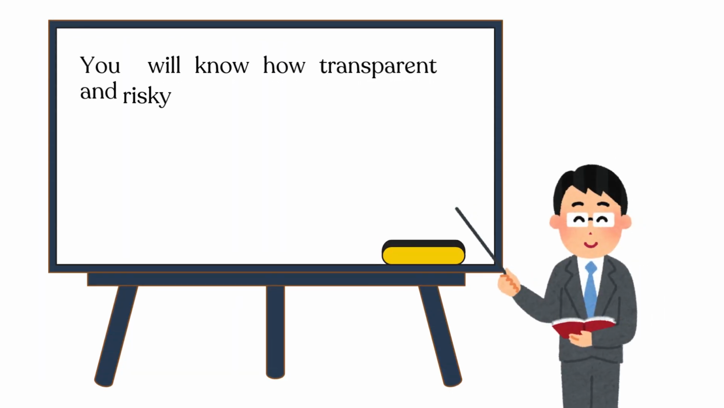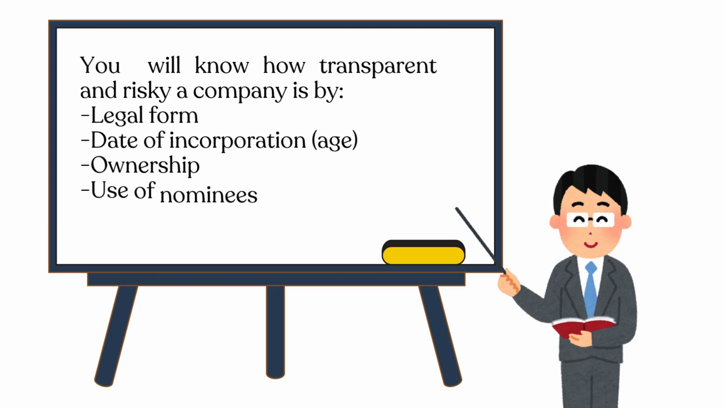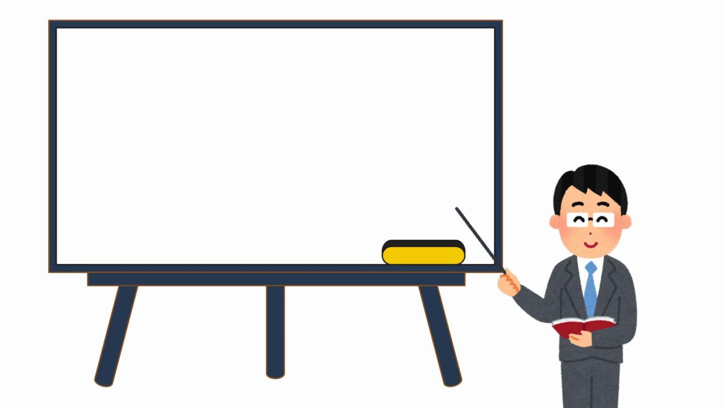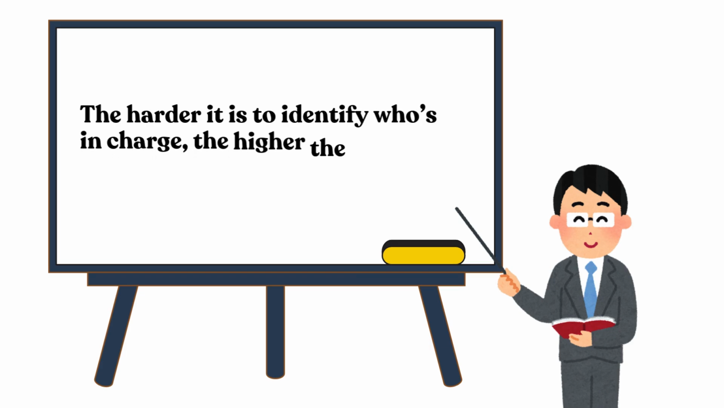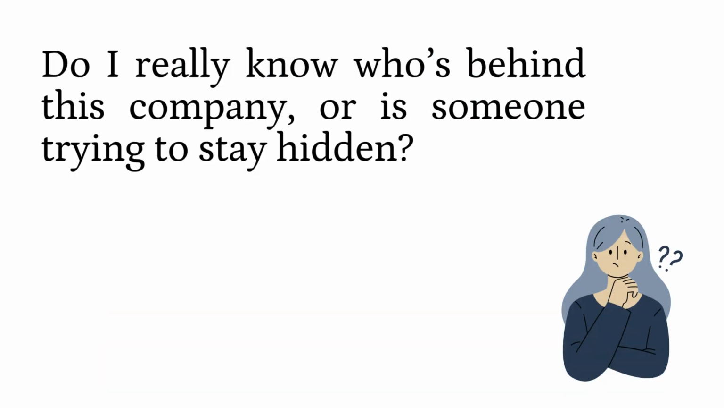So, to sum up entity risk, the legal form, the age of the company, its ownership and control, and the use of nominees all tell you how transparent or how opaque a business really is. The rule of thumb is simple. The harder it is to identify who's in charge, the higher the risk. Keep these factors in mind when you review a new client, and always ask yourself, do I clearly see who's behind this company, or is someone trying to stay hidden?